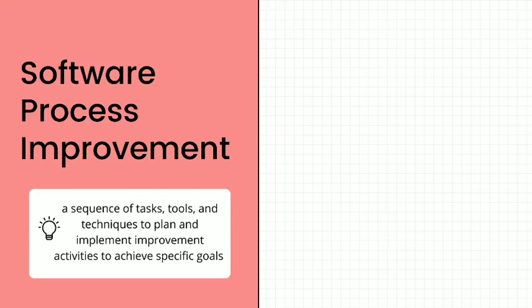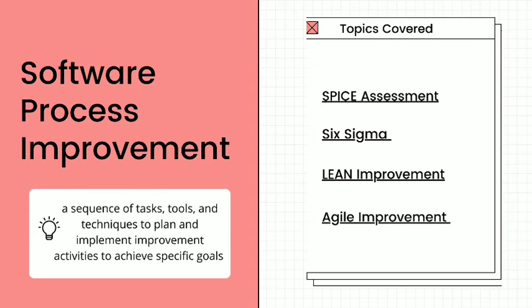Here's the short discussion about software process improvement. Software process improvement is a sequence of tasks, tools, and techniques to plan and implement improvement activities to achieve specific goals. The topics covered in this discussion are SPICE assessment, Six Sigma, Lean, and Agile improvement.